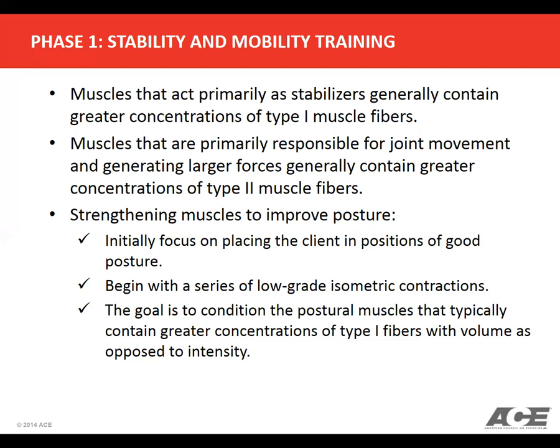Strengthening muscles to improve posture. Initially focus on placing the client in positions of good posture. Begin with a series of low-grade isometric contractions. The goal is to condition postural muscles that typically contain greater concentrations of type 1 fibers, with volume as opposed to intensity. Again, you can take this way too far, as this book is about to show you.